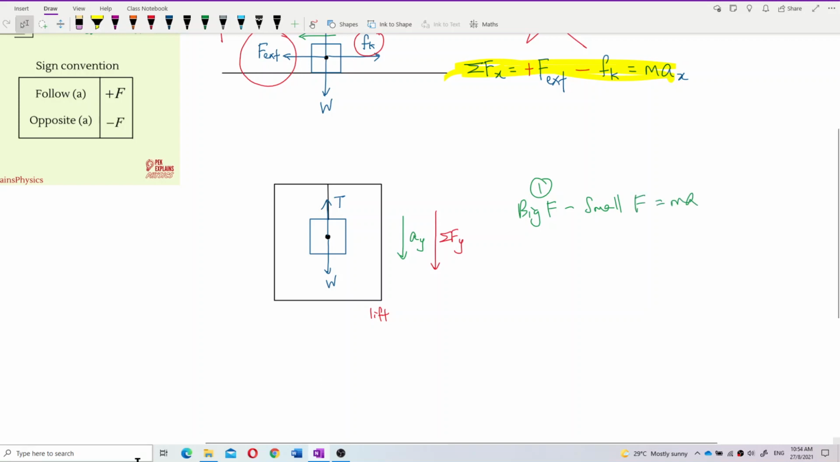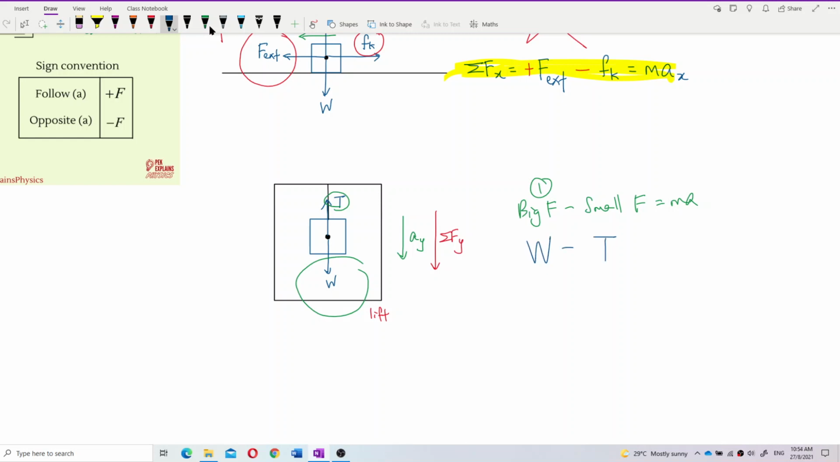So which one is bigger? The weight or tension? Look at acceleration also. If acceleration is downward, the resultant force is downward, that means the weight must be bigger compared to the tension. Tension must be smaller. So take the big force minus the smaller force, which is the weight minus the tension.